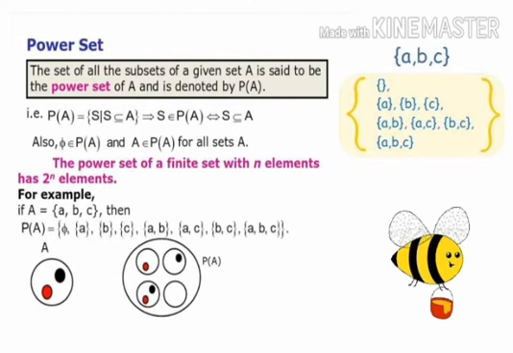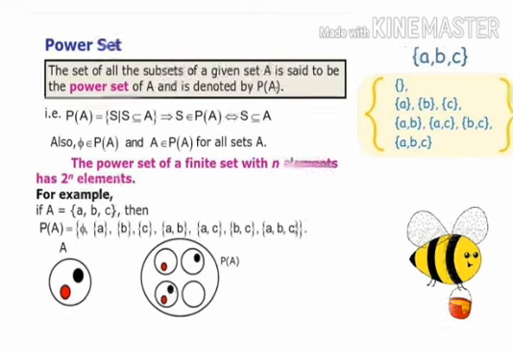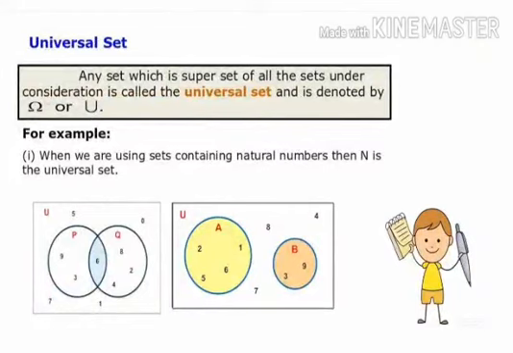For example, if A = {a, b, c}, then the power set is P(A) = {∅, {a}, {b}, {c}, {a, b}, {a, c}, {b, c}, and finally {a, b, c}}. These are called the power set. The pictorial representation will give you some more clarity for our understanding.